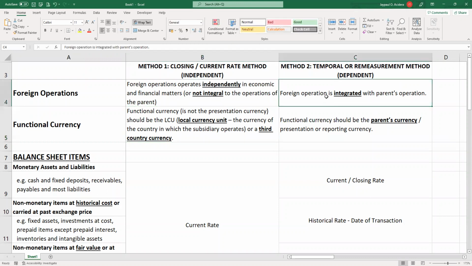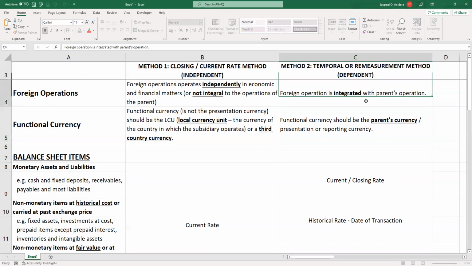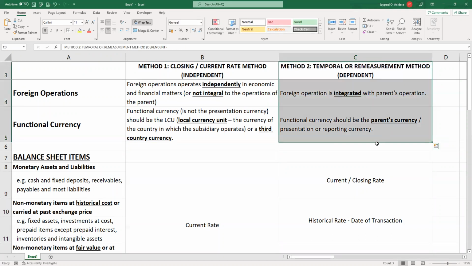Now, kapag kunyari, hindi sinabi ng problem na integrated yung foreign operation, sasabihin ng problem that the functional currency of the foreign operations at Singapore is Philippine pesos. So ibig sabihin nun, hindi niya ginagamit yung Singaporean dollars, which is the LCU, as its functional currency because it is dependent doon sa parent company.